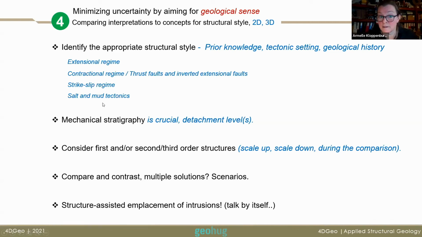This is all driven, of course, can be driven by prior knowledge, knowing where you are, in what kind of tectonic setting you are, and the geological history.